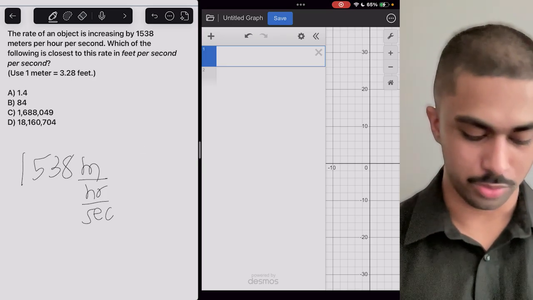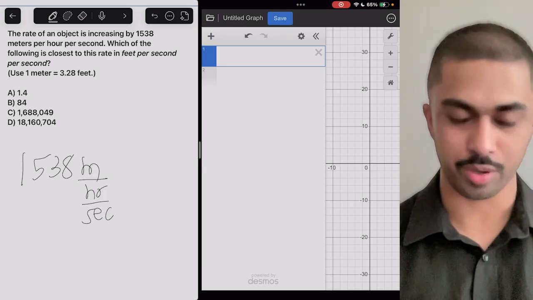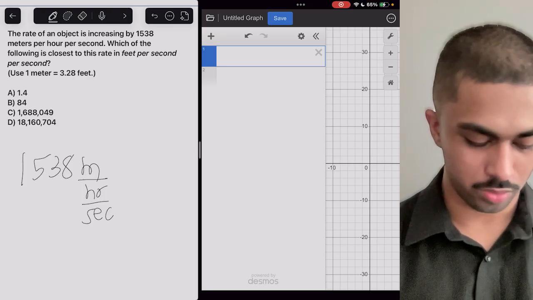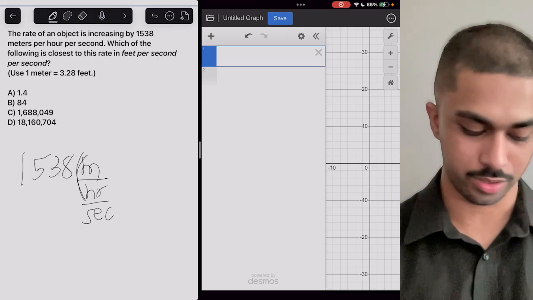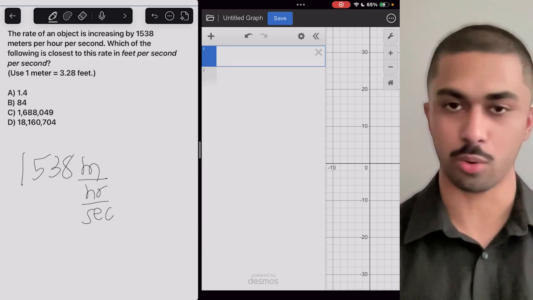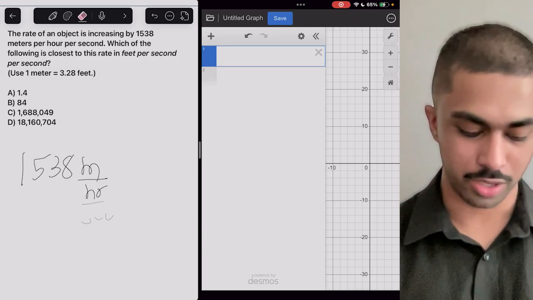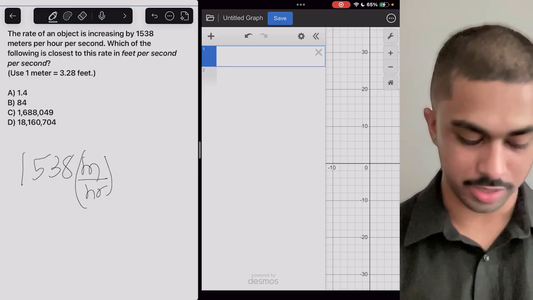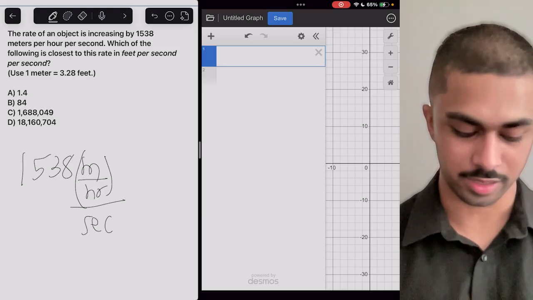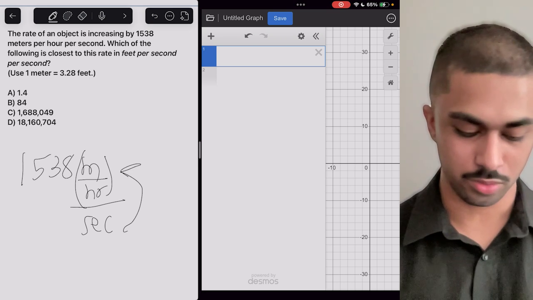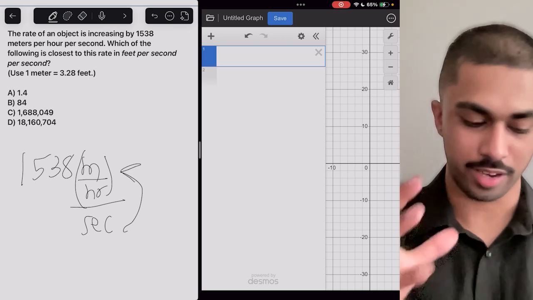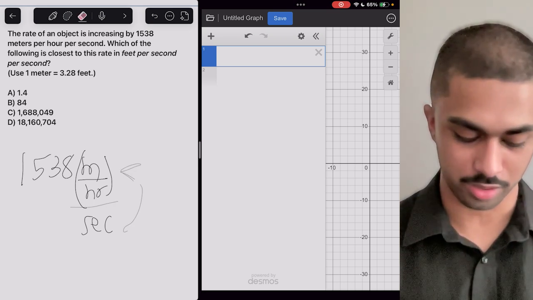Now, what do we do with this? This is pretty crazy. So what we want to do is put parentheses around the first division. It's always the first one because that's how order of operations works. Meters per hour per second looks like this, because the per second was divided into the meters per hour. That came first, so that has to have the parentheses.